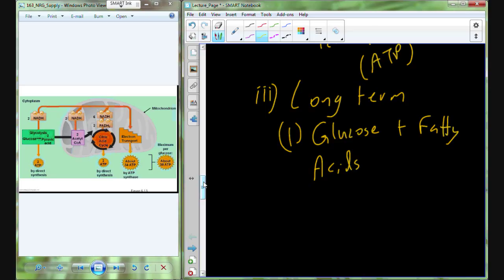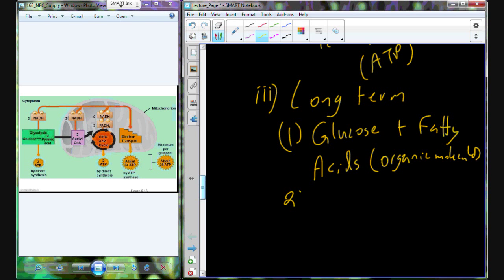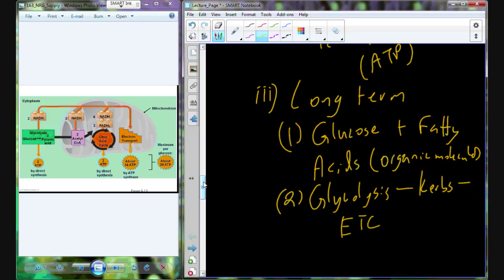All right, so long term, we're going to need to use glucose, or we can also use fatty acids. Those fatty acids have to be pre-processed, but really what this comes down to is these are organic molecules. They're basically going to be carbon sources. And the long-term system is going to be aerobic respiration, which is collectively going to be glycolysis, which in itself is actually anaerobic, but when we couple it to Krebs cycle and to the electron transport chain, the ETC, in the presence of oxygen, the whole thing is going to be referred to as aerobic respiration.